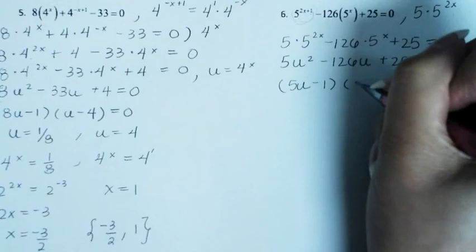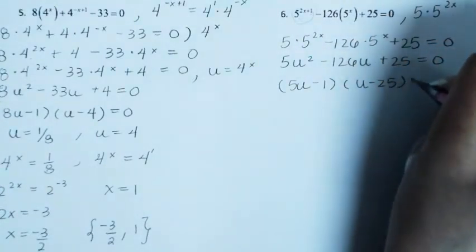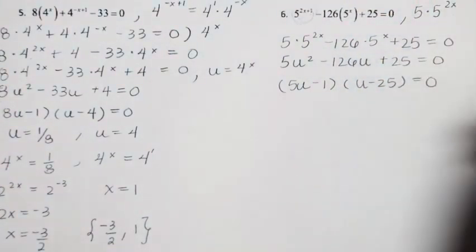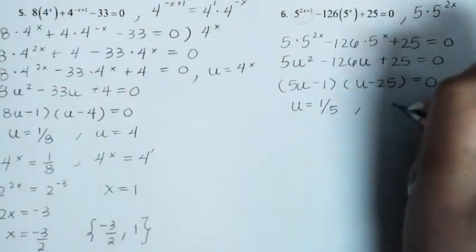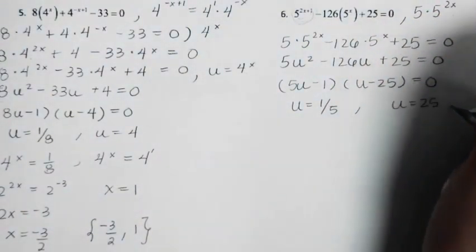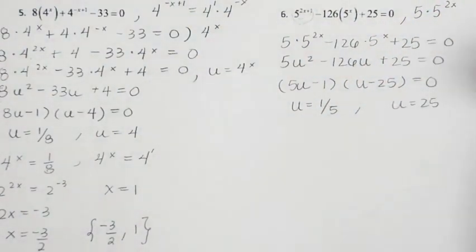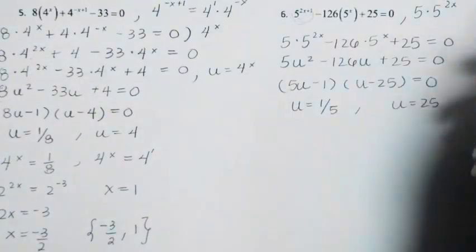From here we can factor, whatever your factoring method is: box method, AC method, grouping. You just factor this, or you can also use the quadratic formula if you prefer. I factor this, and then you have that u is equal to 1 over 5 on this side, and then u is equal to 25. But obviously you are like, I don't want u, I want x. So you go back to your u.